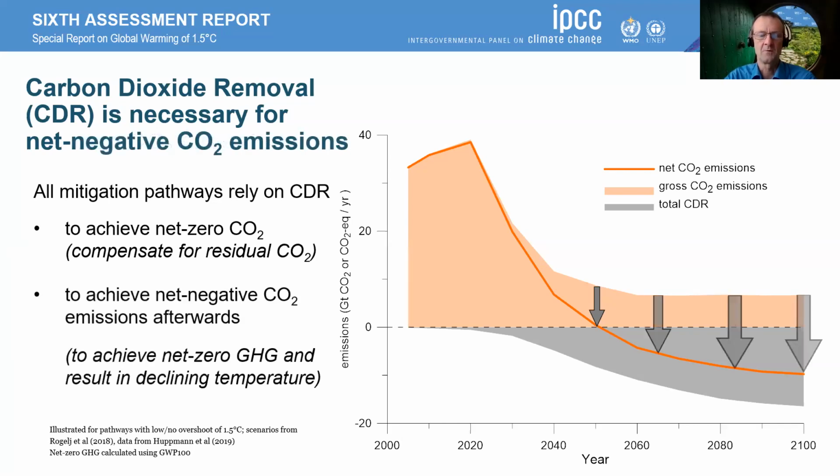Of course, then looking further into the future, we might want to achieve net negative CO2 emissions in order to achieve, for example, net zero greenhouse gas emissions and to achieve declining global temperature, which by and large will imply increased amounts of CDR because of the ongoing assumed residual gross CO2 emissions that need to be counterbalanced by a greater amount of CDR.